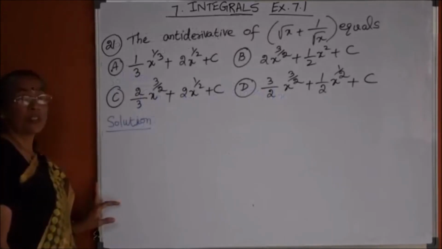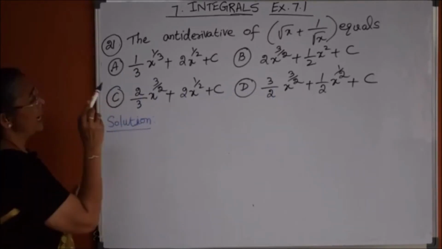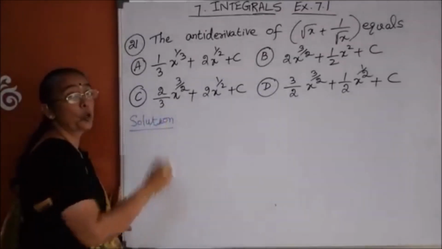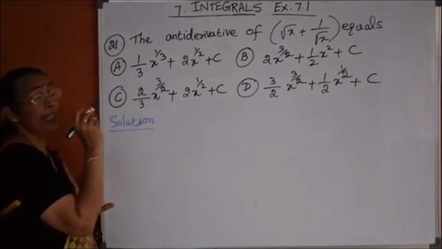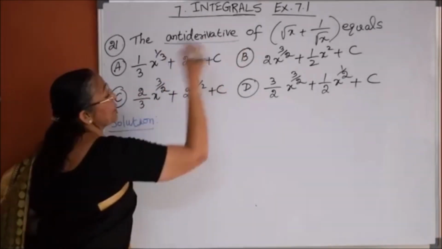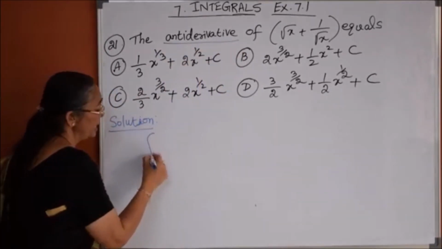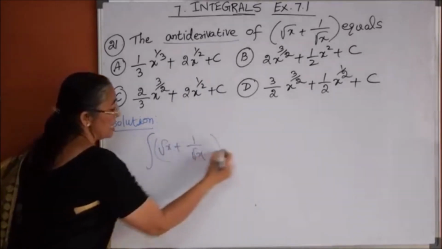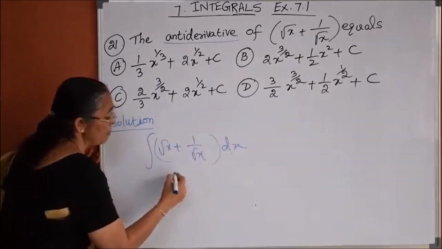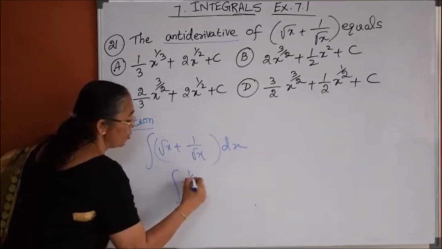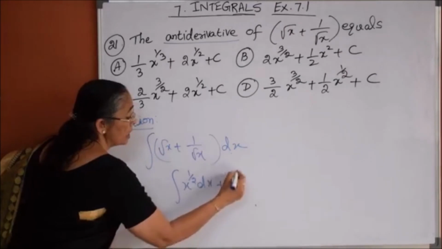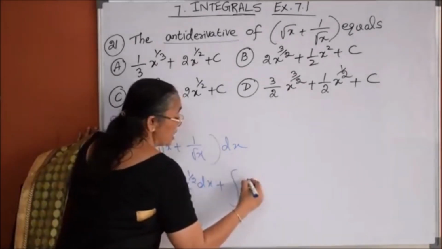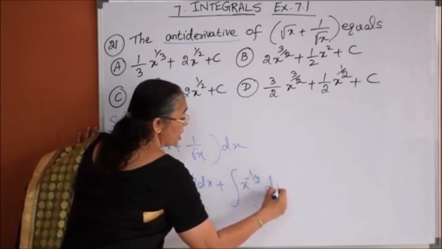Now, the question is, the antiderivative of root x plus 1 by root x equals which of these 4 options? Now, antiderivative is nothing but integration. So the question is the integration of root x plus 1 by root x dx. Which is nothing but the integration of x to the power of half dx plus the integration of 1 by root x, which we can take to the numerator as x to the power of minus half dx.